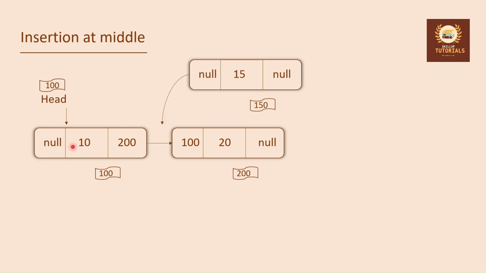Then you need to travel until the fourth node. Let's say this is the temp that is 100. And what can we do? This is the new node, and new node next. Let's update the next value. How can we update? Here the new node next should be 200. That means temp dot next value is already 200, so directly we can place this 200 here. How can we place that? New node dot next equal to temp dot next.